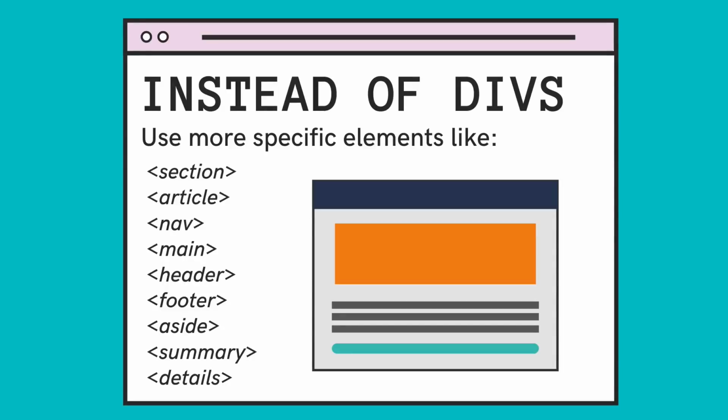Instead of generic divs, we can use things like a section, a nav, a main, header, footer, aside, summary, details. I think I skipped one. Did I skip article? Maybe I didn't. Anyway, these are different elements that aren't going to show up as anything. They're not going to render any differently, but they provide some meaning about the content.